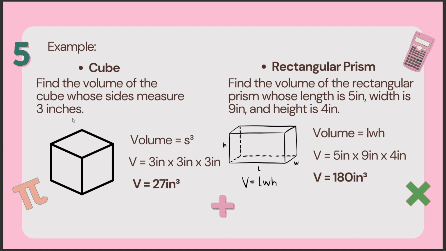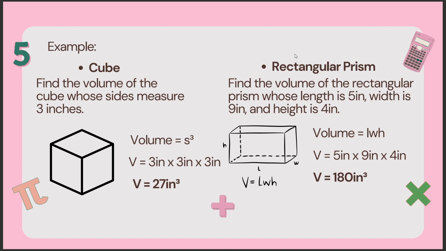So, we have here our cube with 3 inches on each side. We have volume is equal to s, or side, cubed. So, we have 3 inches times 3 inches times 3 inches, because cube yung exponent natin. In total, we have volume is equal to 27 inches cubed.